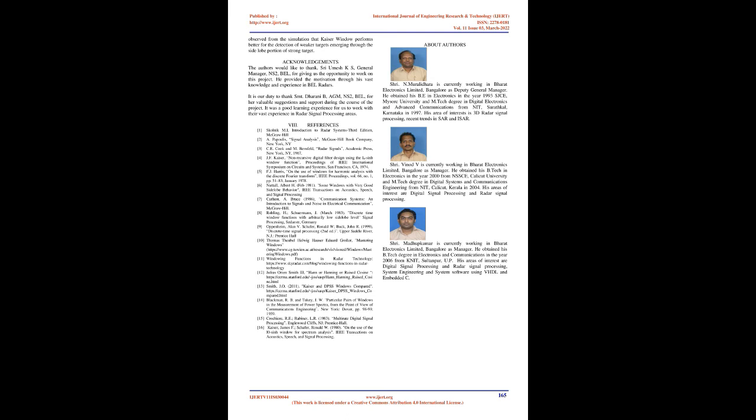Table 1 shows a comparative analysis of peak levels of second target compared to peak level of first target with respect to the placement of second target over the span of range. It can be observed from the table given above that Kaiser window performs better than Hanning and Blackman windows for the detection of weak targets appearing on the side lobe portion of strong targets.